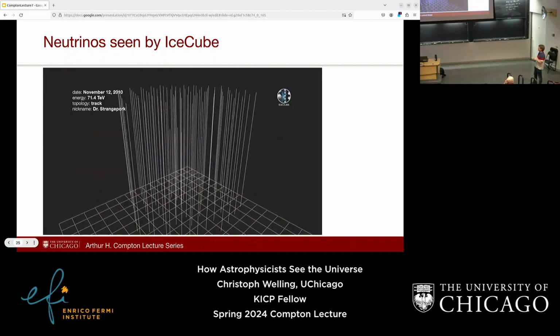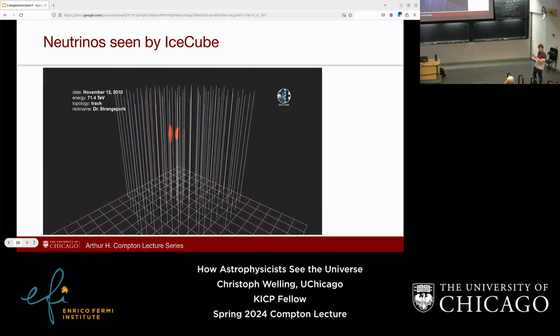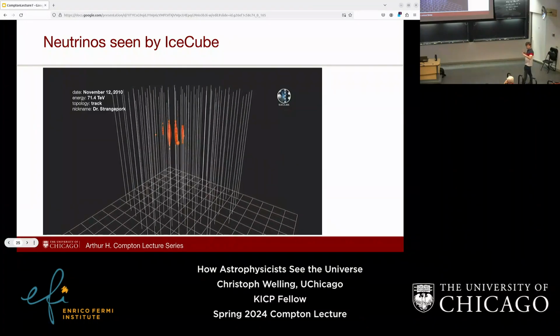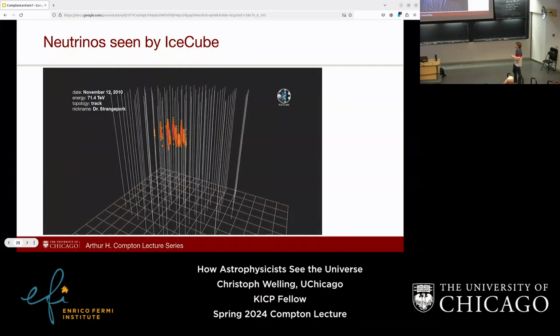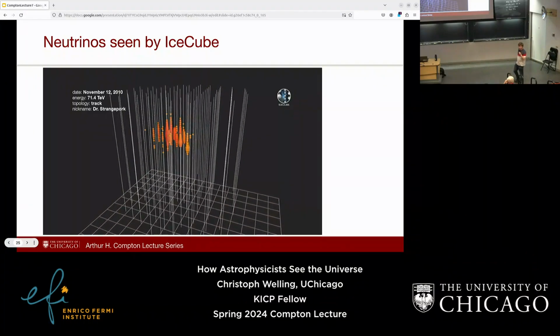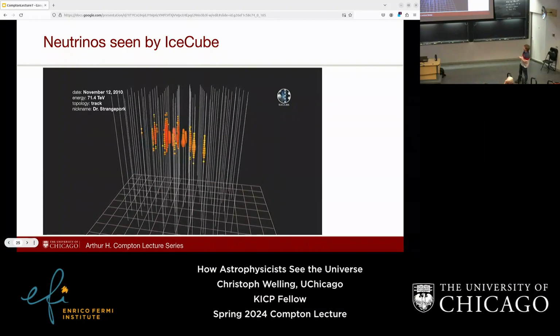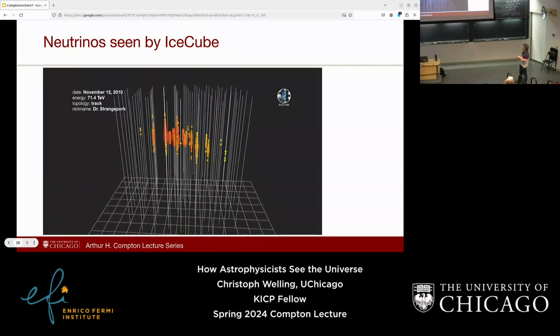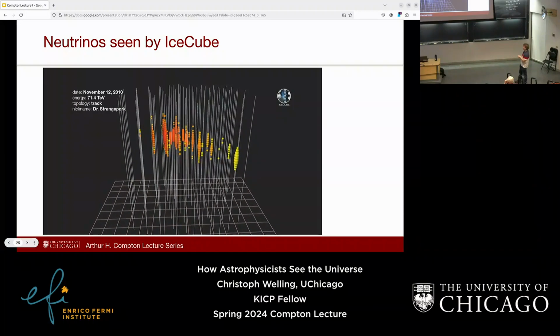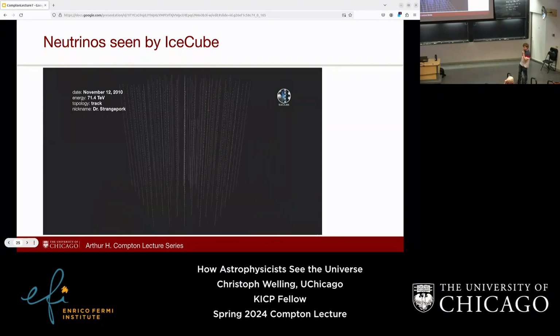So if you have a shower, even though the light itself is emitted on a cone, because it's scattered so much, you just get these little blobs. But if you get a muon, you can see here, as it's moving through, that you can still figure out the trajectory of the muon.